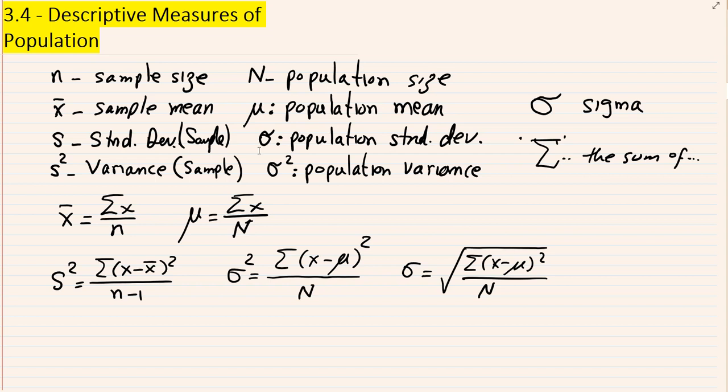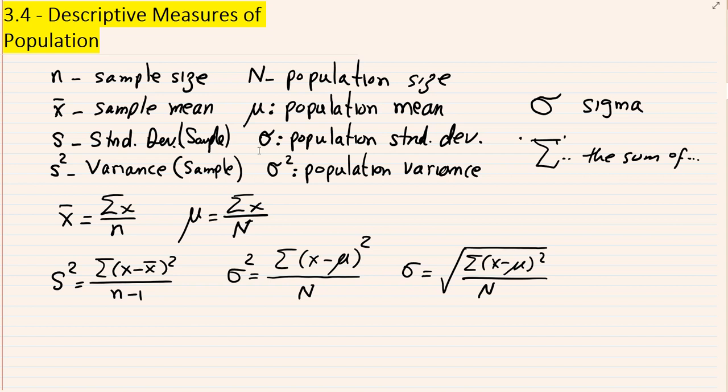3.4 Descriptive Measures of Population. So in this section, we're going to look at everything that we have looked at so far, just about in sections 3.1, 2, and 3. The only difference is now we're going to transpose everything that we've learned in terms of sample statistics and turn them into population parameters.